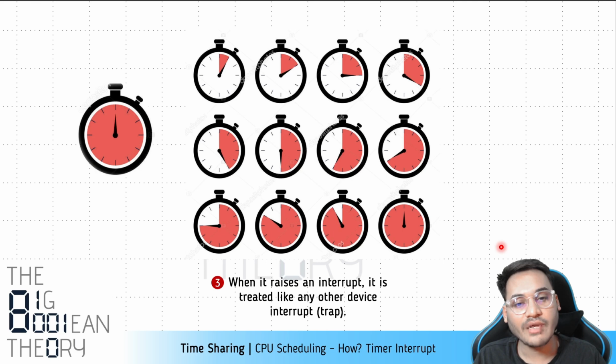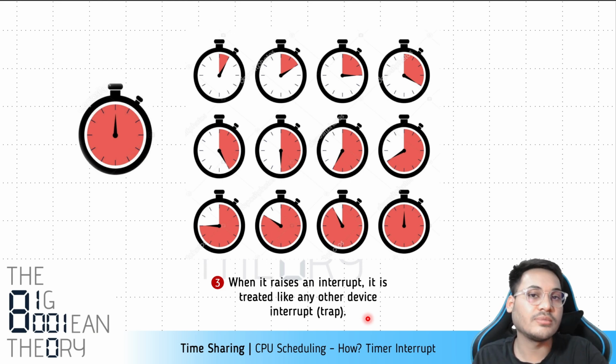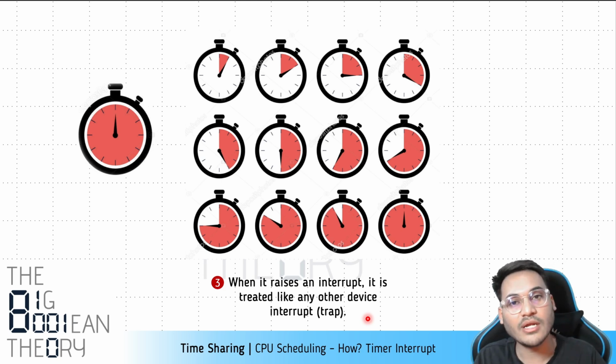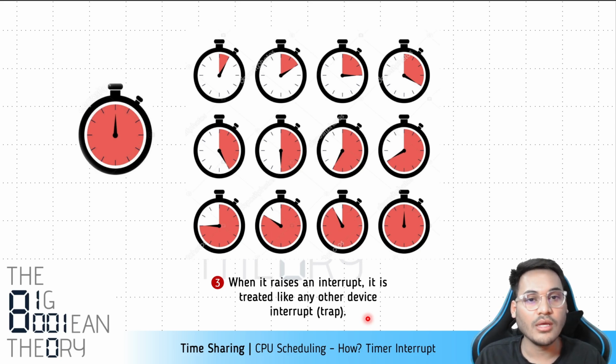So as you can see, when it raises an interrupt, it is treated like any other device interrupt, right? Whenever we have a device interrupt, we said that the control will immediately transfer from the current user process to the operating system so that it can service the interrupt, right? So now we have a guaranteed interrupt. That is the benefit of the timer interrupt. We can now be sure that the control will eventually transfer from the user process to the operating system after every fixed interval, right? And then the operating system can do whatever it wishes.